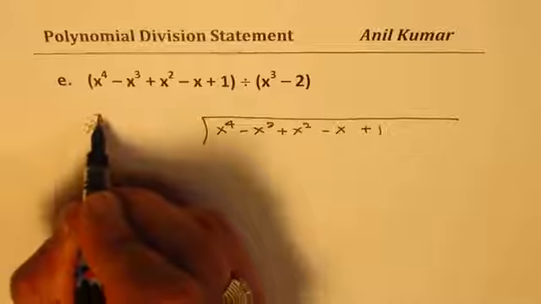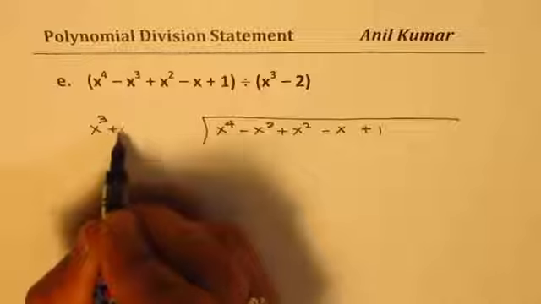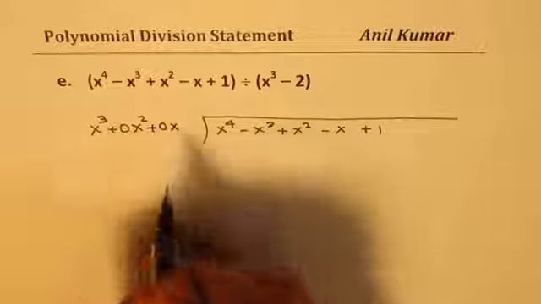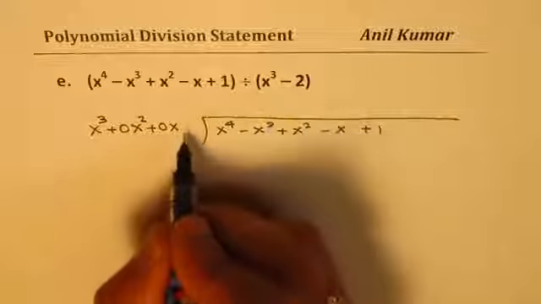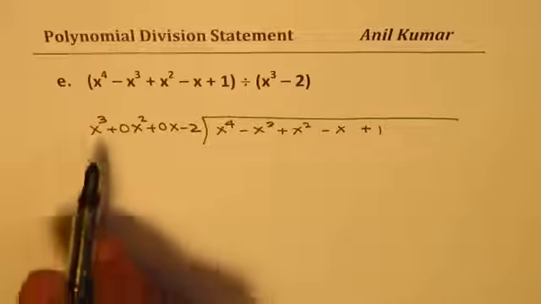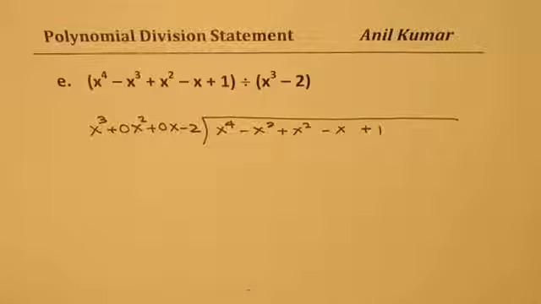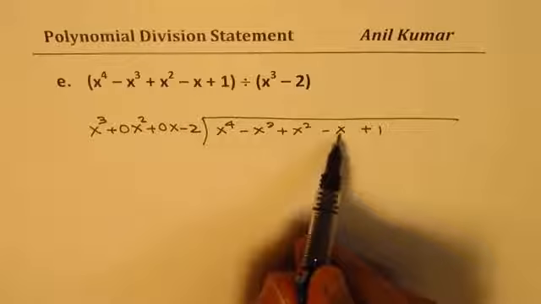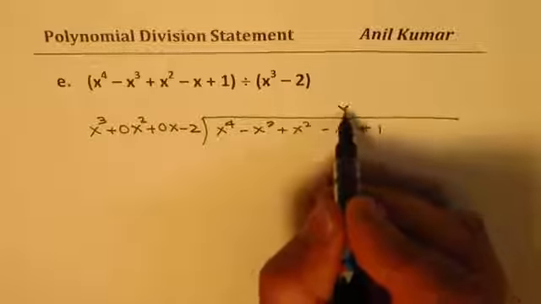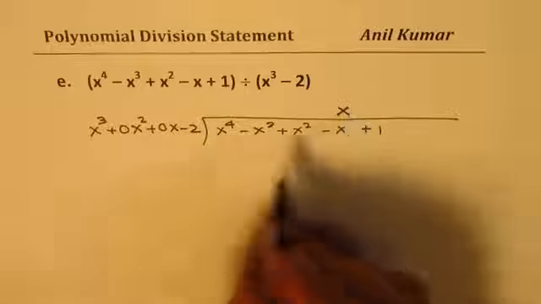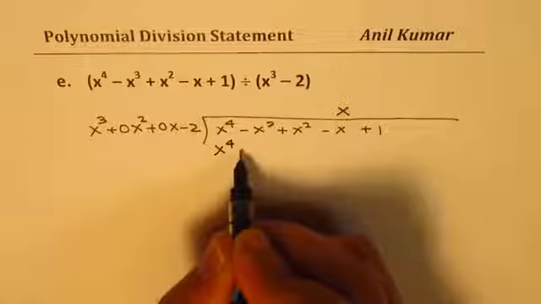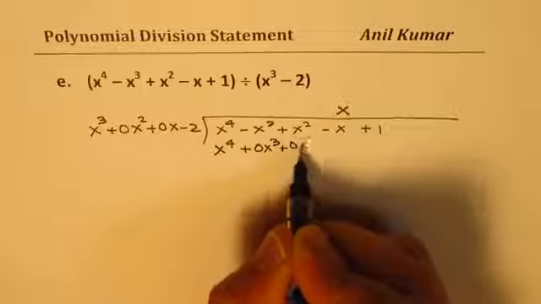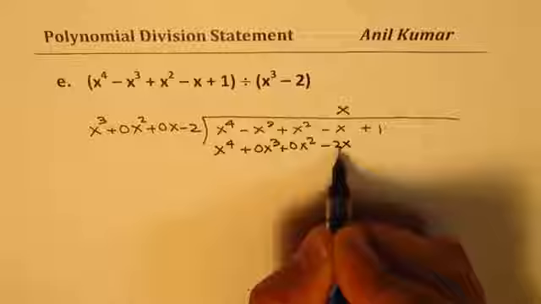We do have x cube, but we don't have x squared. So we'll have to have a placeholder here. Even the x term is missing. That will also go with a placeholder, and then minus 2. So that is important to understand, right? Now there are 4 terms, and therefore we'll engage 4 terms. So we should be multiplying by x, that goes into the quotient. So we get x to the power of 4 plus 0x cube plus 0x square minus 2x.